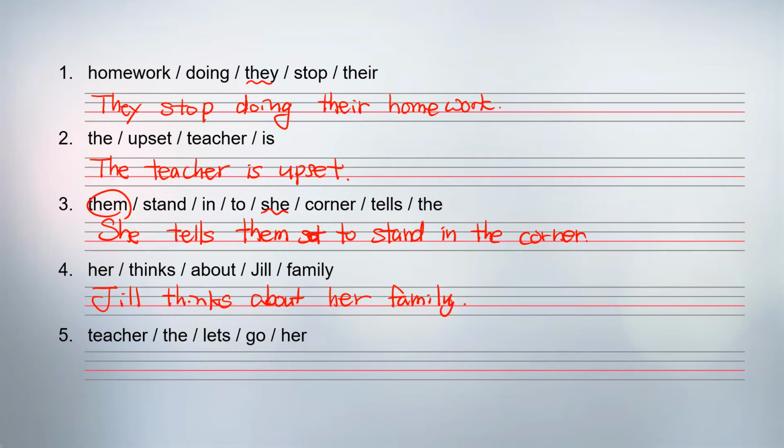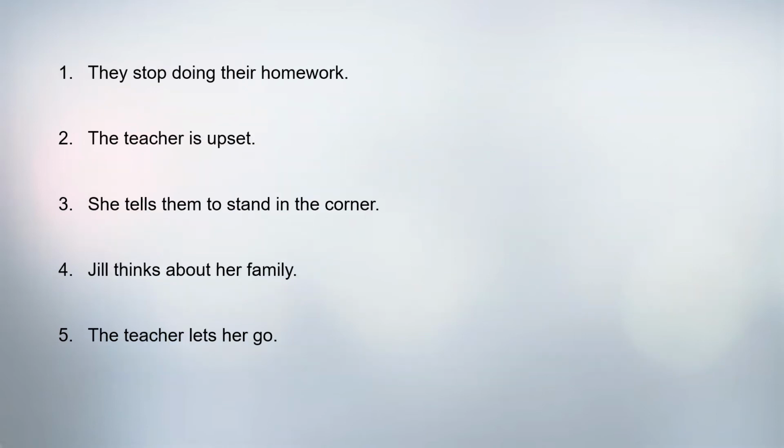The last one. The teacher is the subject. The teacher verb is let. The teacher let her go. Now there are 5 unscrambled sentences.